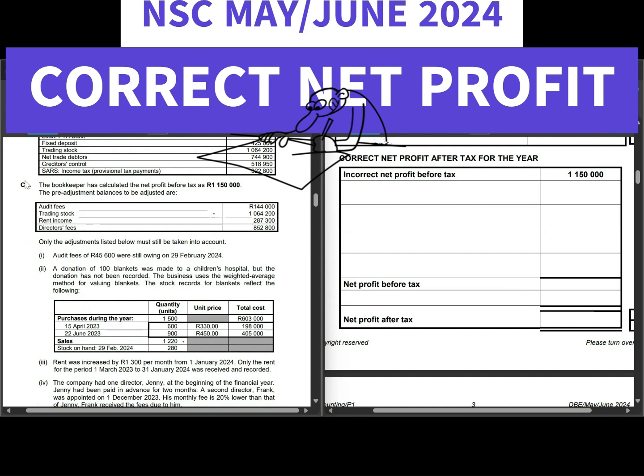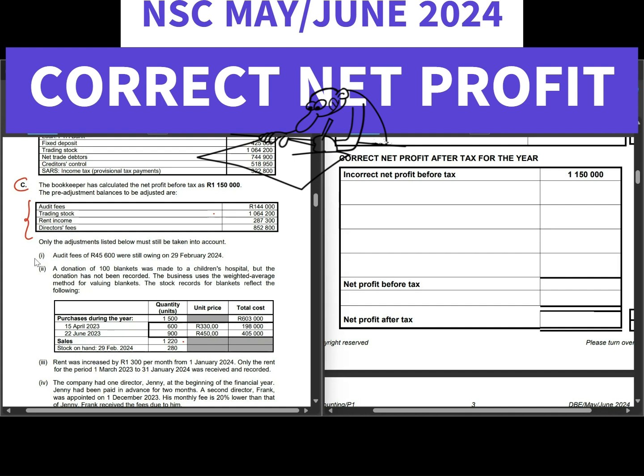So that means I'm going to only look at information C, and the information reads: the bookkeeper has calculated the net profit before tax as 1,150,000. And then it says the pre-adjustment balances to be adjusted are, and then we're given this information here. Only the adjustments listed below must still be taken into account. So we're going to start taking that information into account then.